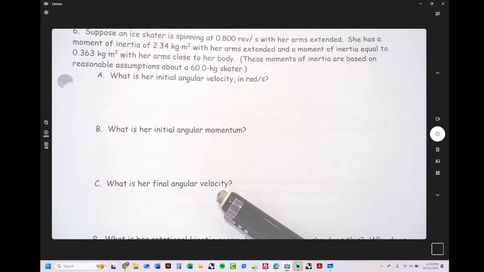Whoa, okay. Double torque. Okay, pull them in. Put them out. Yeah, if you need to slow down. Okay.